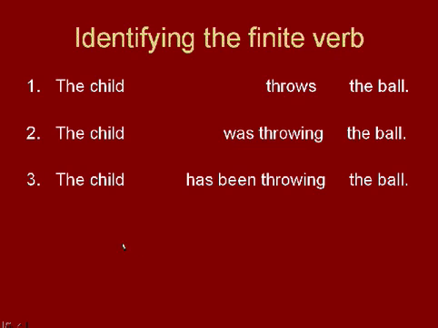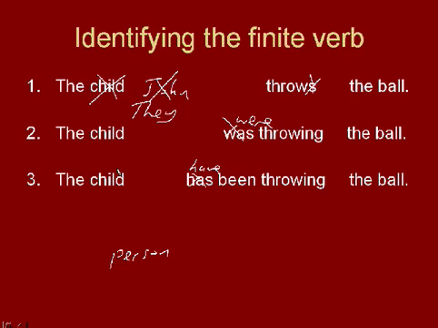And now if you were to change the person, and instead of the child you had John throws the ball, John was throwing the ball, John has been throwing the ball. But if instead of John you had they, you've changed the person, then you can't say they throws the ball, it would become they throw the ball. They were throwing the ball, and they have been throwing the ball.